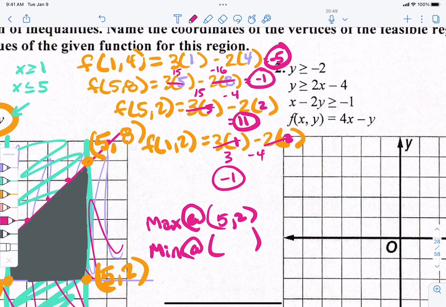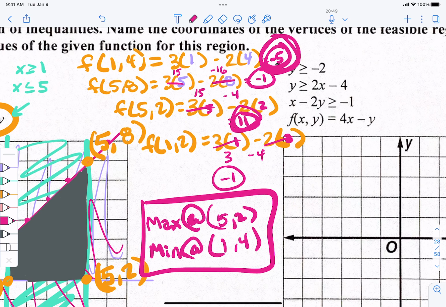Minimum, smallest number. 1, 4, right? That is where negative 5 is located. So that's my max and my min. Happy with that? That is the second to last problem. Now we've got to do the last one.